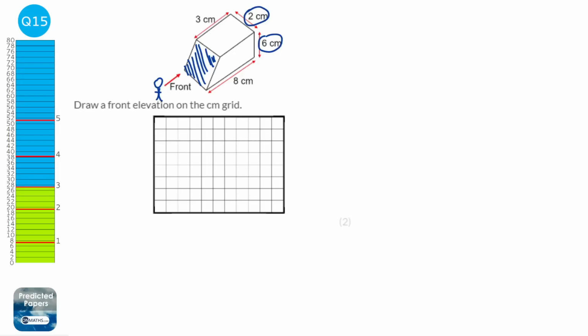So we're going to just draw a rectangle that is 2 centimetres wide and 1, 2, 3, 4, 5, 6 centimetres tall. There we go. And make sure that you don't add any three-dimensional aspects to it, that you don't do something like this, have some 3D stuff on it. No. Whenever you do a front elevation, it's exactly, perfectly two-dimensional.